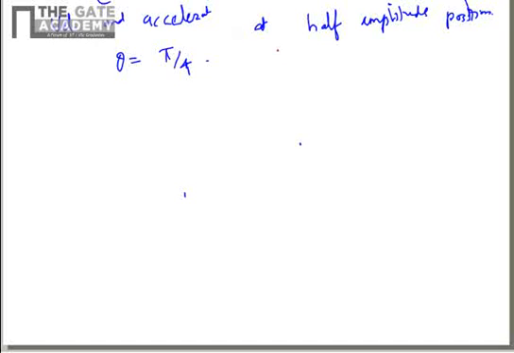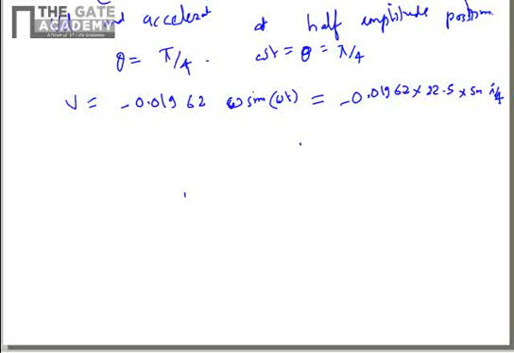So we'll substitute the value omega t is equal to theta is equal to pi by 4 in the expression for velocity. On substituting the value, we'll get this value in the equation of velocity. To simplify, you will get the answer as 0.38 meter per second.